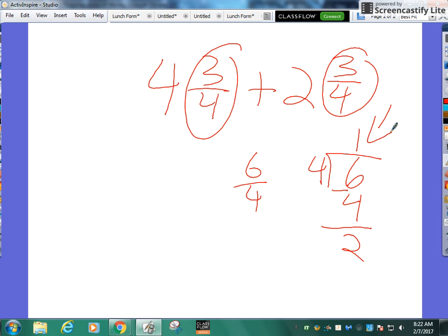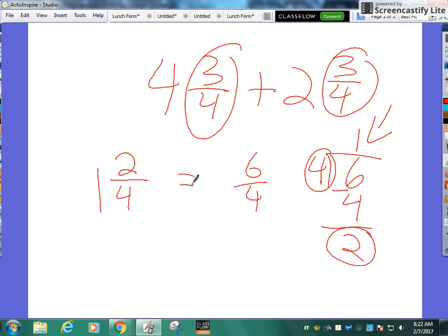So this number here at the top, that is your whole number. So you're going to write 1. This number here is your numerator. You write 2, and this number here, again, is your denominator. That stays the same. So now we have 6/4 equals 1 and 2/4.